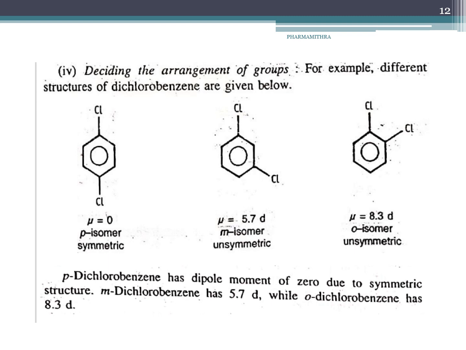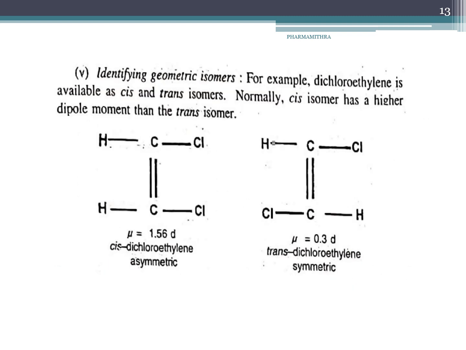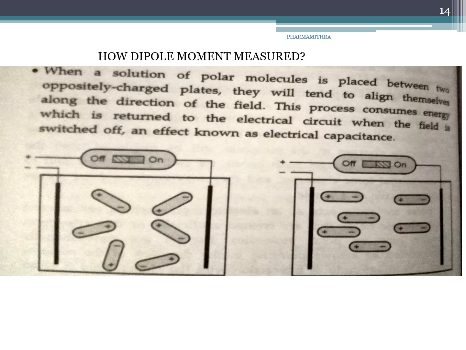The dipole moment also helps us to decide the arrangement of groups. In the case of the para isomer, the substituents are on the opposite sides, so the dipole moment is 0. If the dipole moment is 0, we can tell that the molecule has a symmetric shape. Apart from that, dipole moment helps us to identify the geometrical isomer. In the case of trans, we can see a symmetric pattern, so in that case it has less dipole moment.